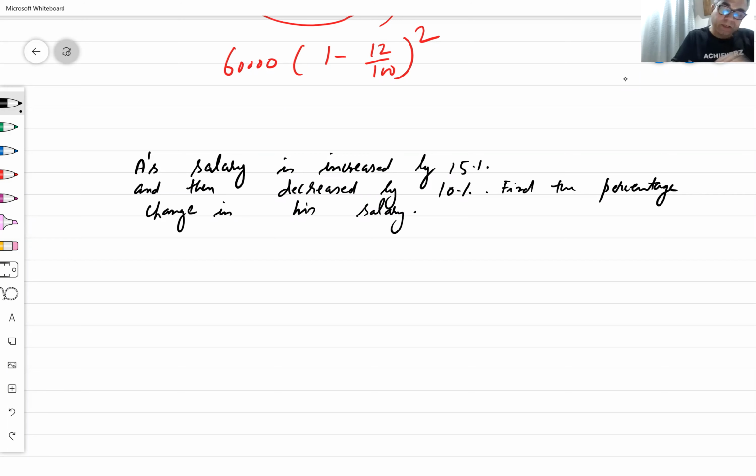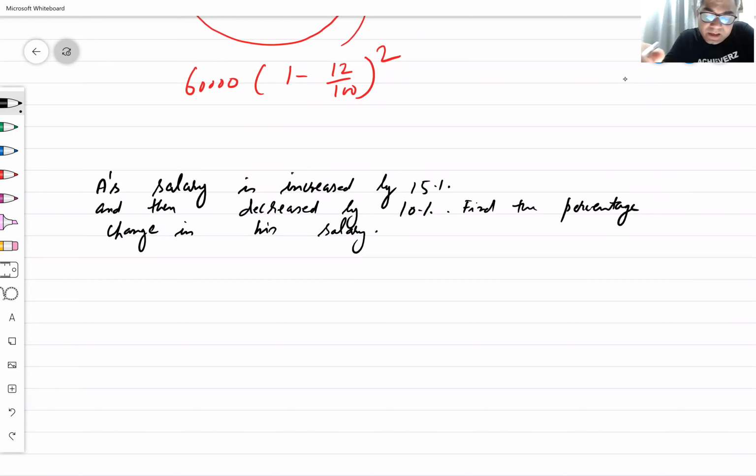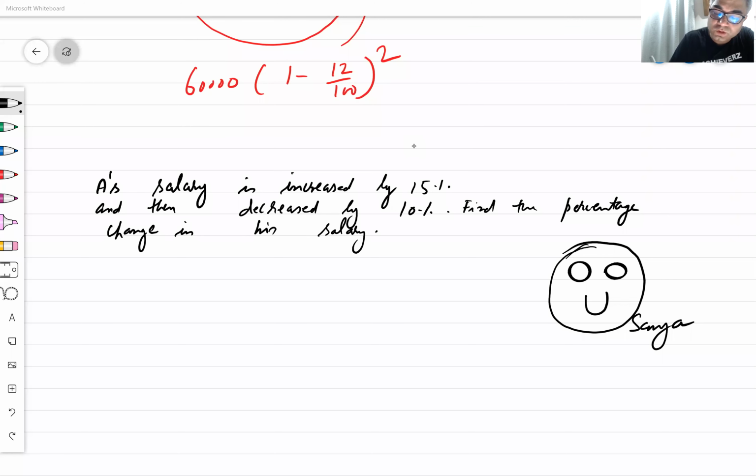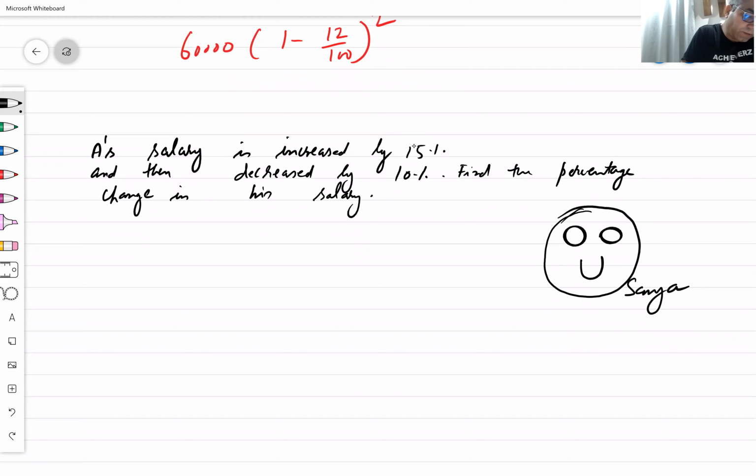All right. The question is, A's salary is increased by 15% and then decreased by 10%. Find the percentage change in his salary. It is simple. Try and understand this. Let A's salary be rupees 100. Okay. And now increase it by 15%.